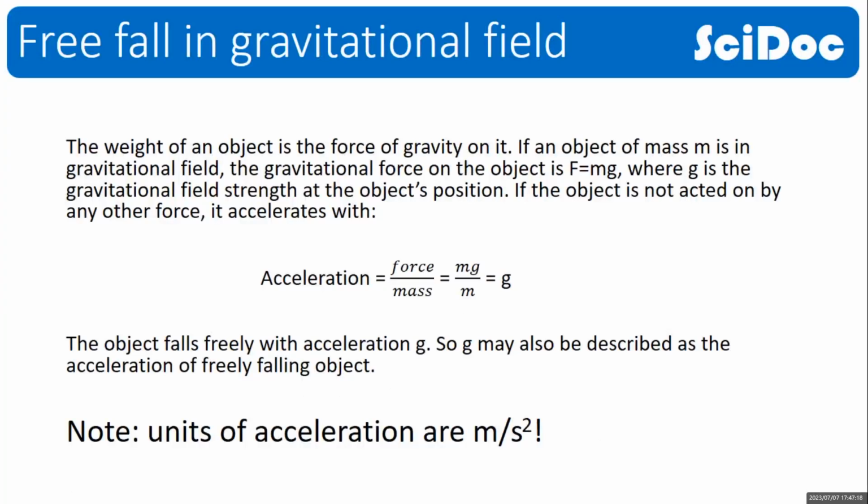Free fall and the gravitational field. As we have discussed, the gravitational field is the area in which the gravitational force is felt, and gravitational field strength is basically the force acting per unit mass. So the force acting per unit mass can be measured by the unit Newton per kilogram. So this is the unit for field strength.